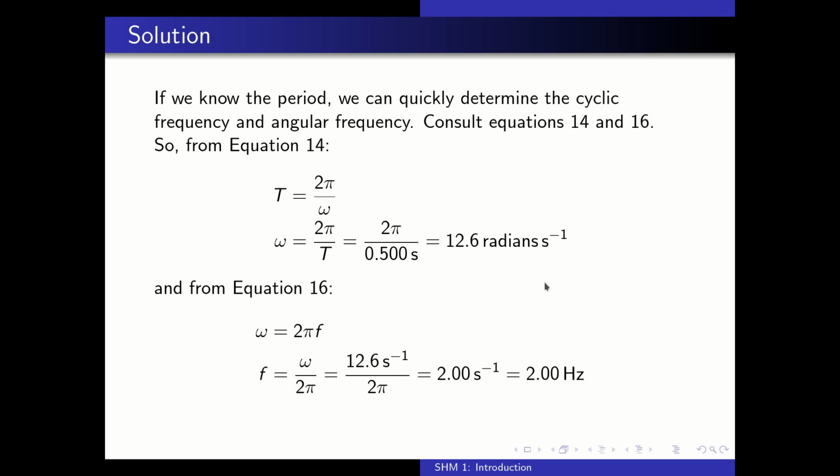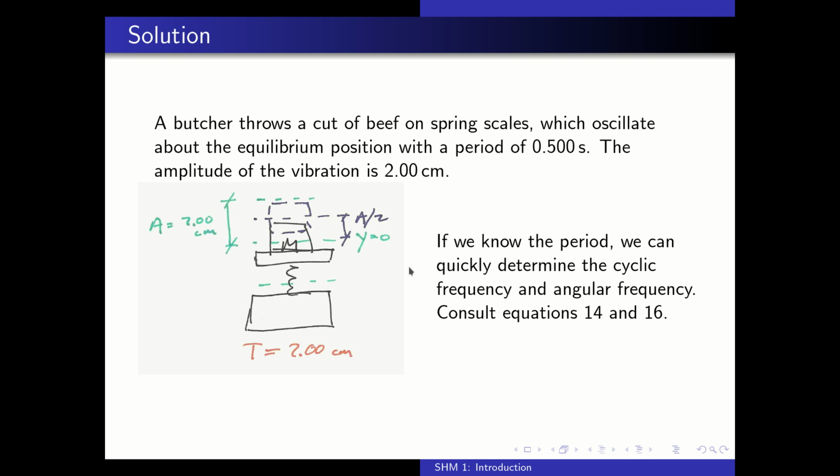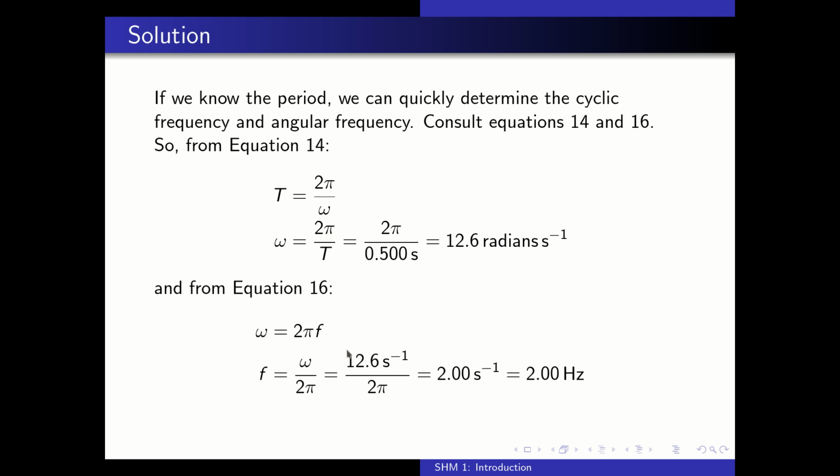Okay, I assume you've solved for the cyclic frequency and the angular frequency. Let's take a look. You should have looked at equation 14, where the period is equal to 2 pi over omega. We can solve that for omega and come up with an expression that looks like 2 pi over 0.5 seconds. I seem to have miswritten that on my picture. The period is 0.5 seconds, amplitude of the vibration is 2 centimeters. So that, of course, doesn't make any sense. You probably caught that before, but I didn't notice.